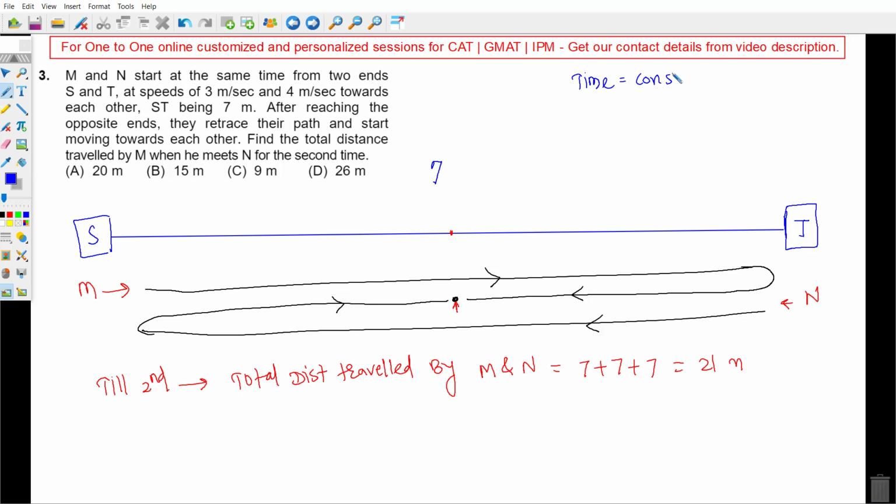Okay everyone, whenever the question is about a meeting point, time is always constant. The time taken by M to reach the second meeting point is equal to the time taken by N to reach the second meeting point. So when time is constant, we know that speed is directly proportional to distance. From this we can say that the ratio of speed is equal to the ratio of distance.